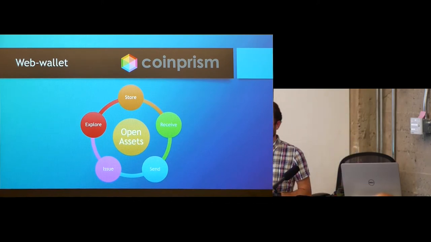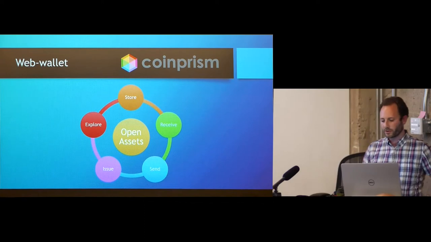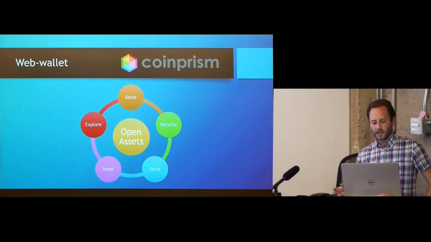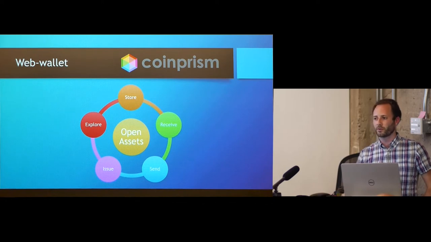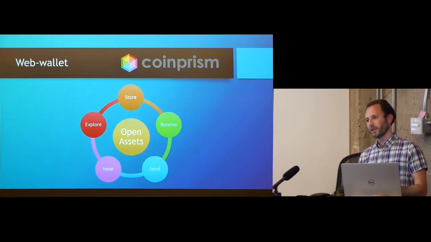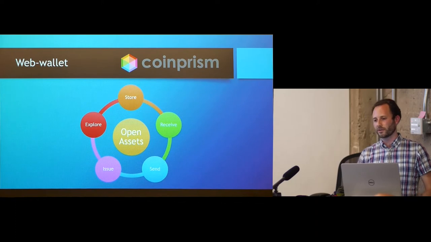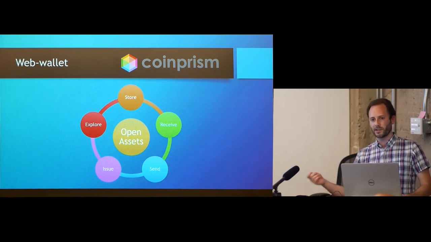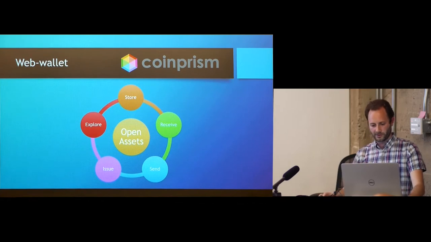Coinprism is a wallet. It's like a Bitcoin wallet, so it lets you store and receive and send Bitcoins. And also you can store, receive and send colored coins, and even issue your own colored coin if you want to. And then there's a block explorer also, which is similar to blockchain.info, but with asset information. So it tells you, this transaction, somebody was sending 10 Starbucks coins from this address to this address.